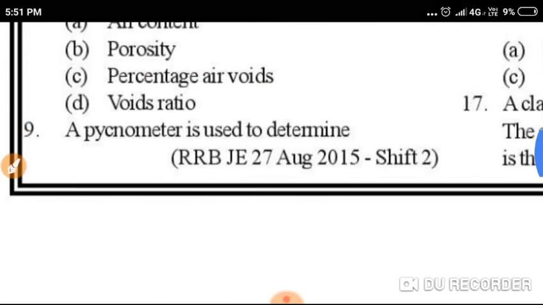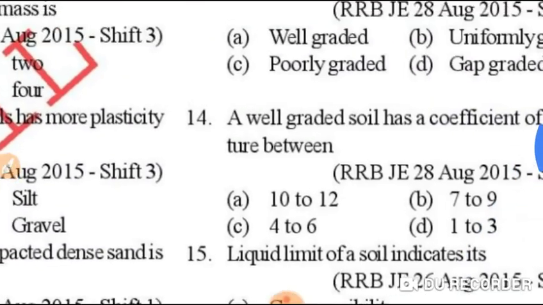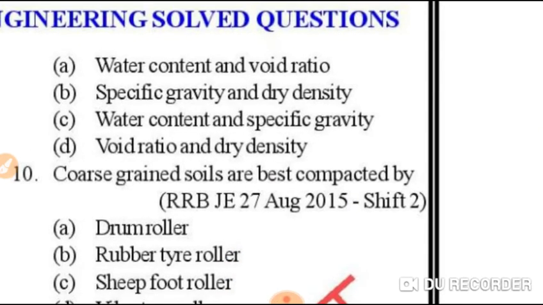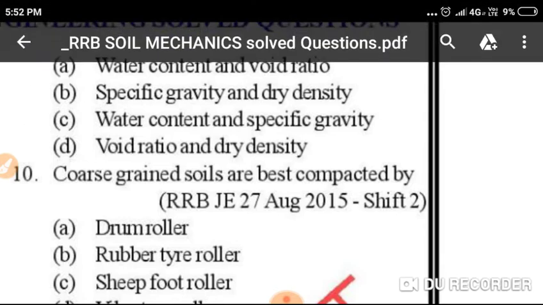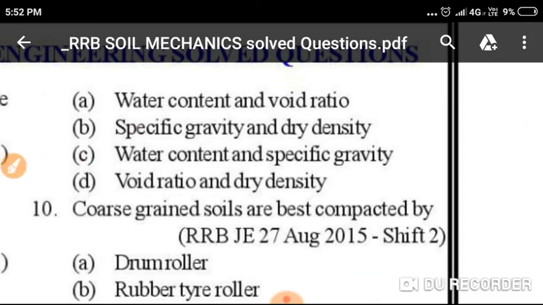A pycnometer is used to determine: options are water content and void ratio, option B specific gravity and dry density, option C water content and specific gravity, option D void ratio and dry density. So pycnometer is used for water content and specific gravity, that is option C is the correct answer.